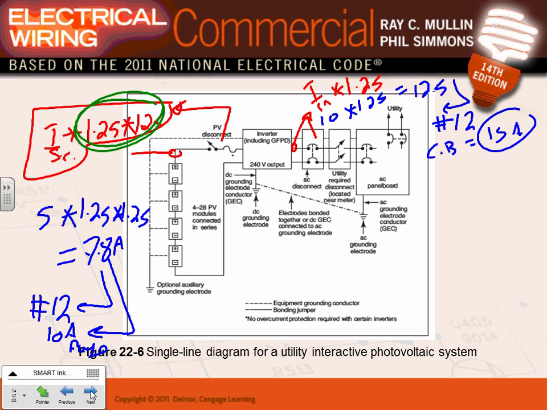I will draw to your attention: you have to have a disconnect here for the array as well as the inverter. You have a disconnect here. When you tie to the grid, you also have to have a disconnect right to the grid. That could be the circuit breaker is your disconnect. You have to ground typically the neutral, the negative. The negative is grounded right here.